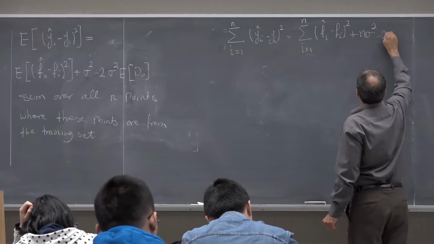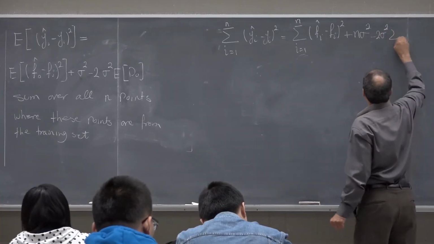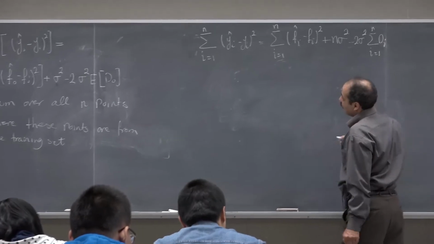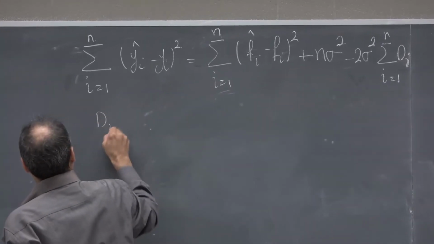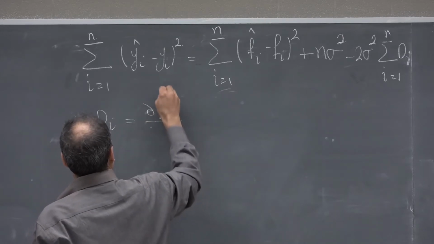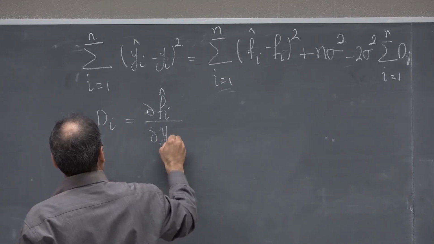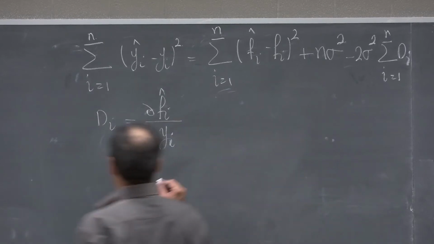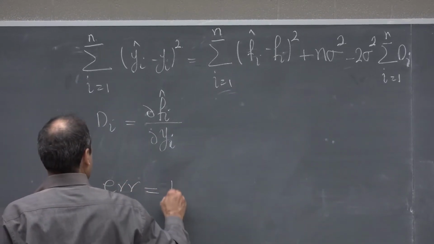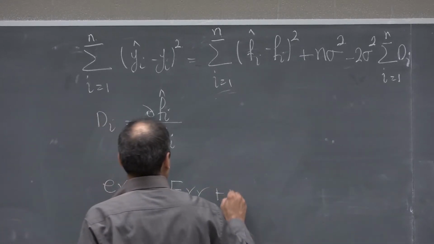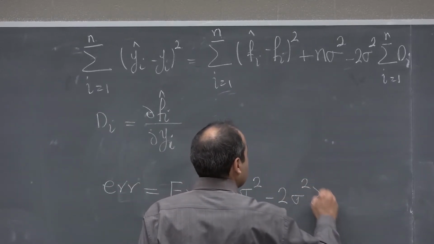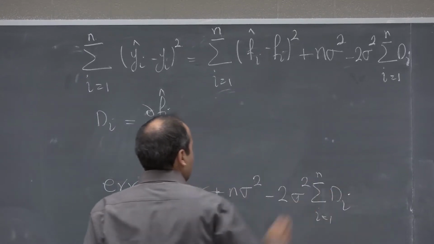minus 2 sigma squared times the summation of di, where di is just the derivative of fi hat with respect to yi. So this is a measure of complexity. Okay, let me just use the notation that I used before. So this is my empirical error. This is my true error. This is a constant. This is not a constant anymore.